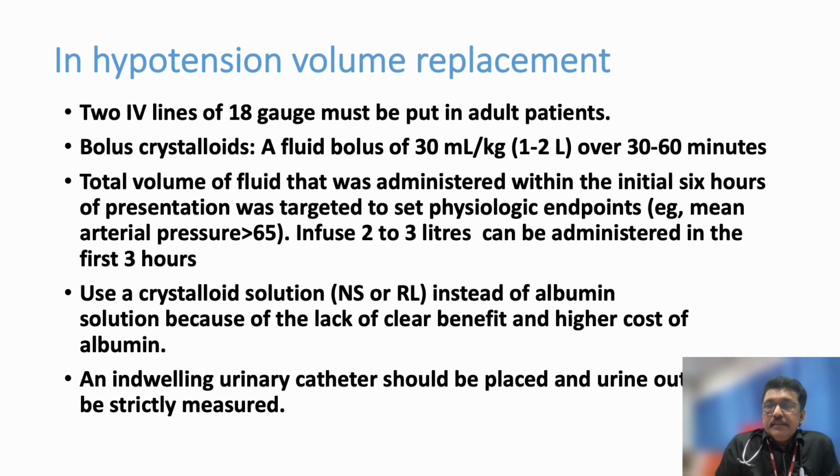In hypotension, if the volume depletion leads to hypotension and early shock, then you have to put 2 IV lines. That is very important. 2 large gauge IV lines are important. Then you have to give fluids at a rate of 30 ml per kg body weight as a bolus. In 1 hour, you have to give 30 ml per kg body weight IV fluid as a bolus.